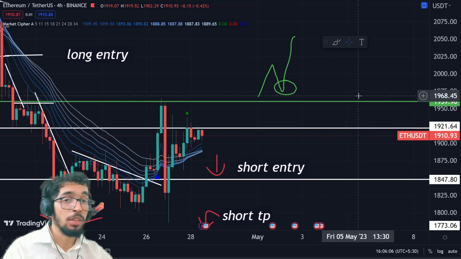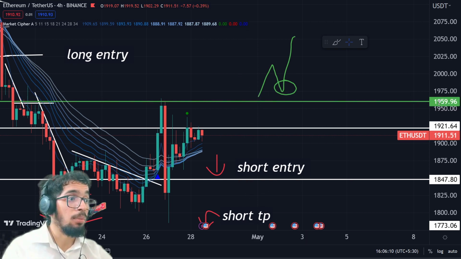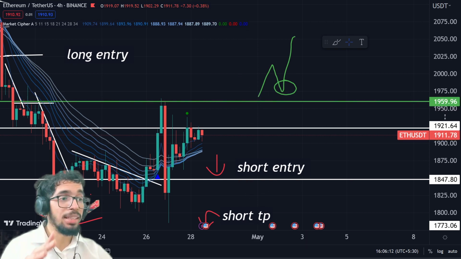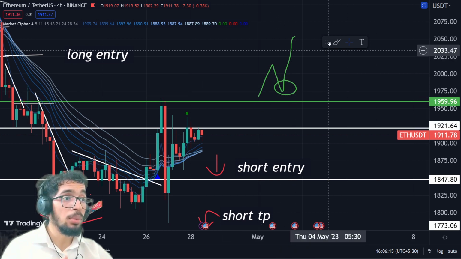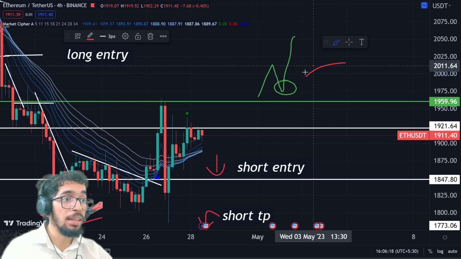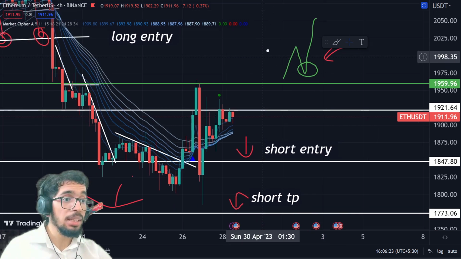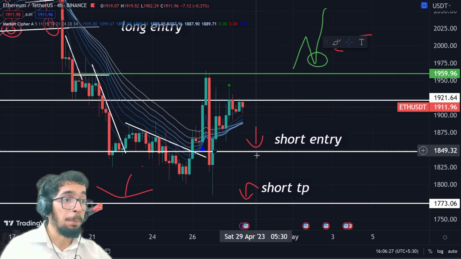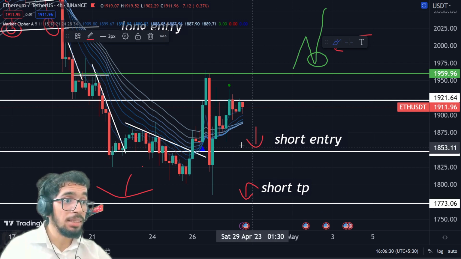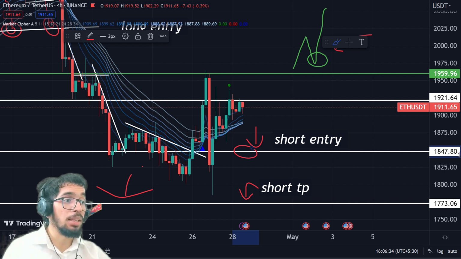For your Ethereum chart, right now you need to watch this key resistance at around 1960. Once it breaks and makes it a support, you need to enter all your longs right here. Only if it does that, then we enter longs, otherwise we just watch. But if it doesn't break this resistance, it keeps being here, but it breaks this key support, then we short it.